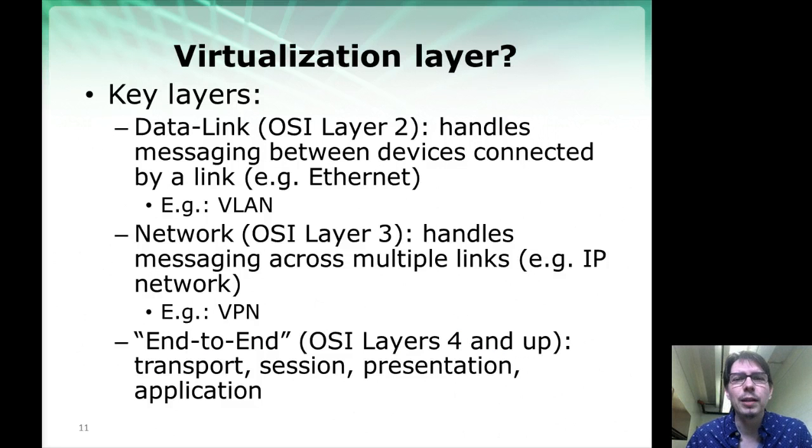The other question is, at what layer do we implement virtualization? Networks themselves are architected as layered systems. And if you look at the OSI layered model, there are seven layers. We're going to mostly focus on two important layers. Layer 2, which handles messaging between devices connected by a single link, for example, Ethernet. And Layer 3, which handles messages across multiple links, routed over a packet network, for example, the Internet Protocol, or IP.